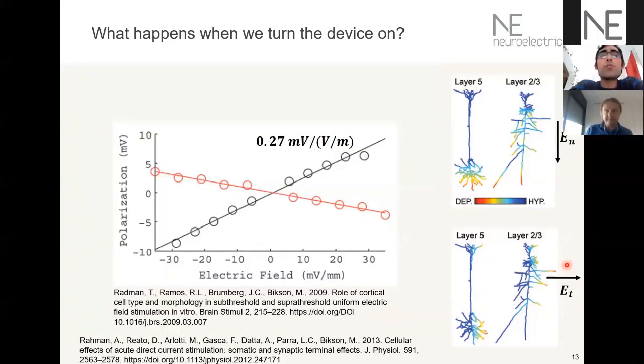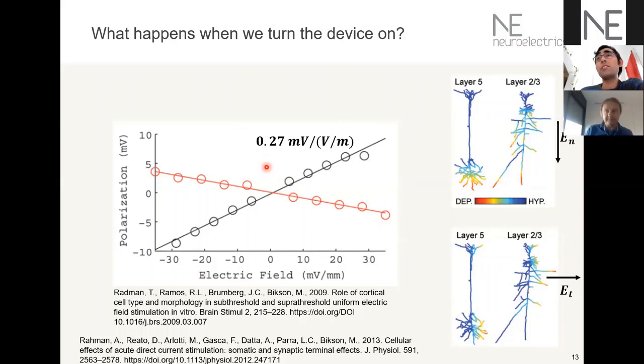Now, the changes in membrane potential that are elicited with electric field are really small in tES. They're about 0.27 millivolts per volt per meter of electric field. For you to have an idea, the electric field typically induced in tES is around 1 volt per meter at the most. So we're talking here about a polarization that's really, really small, 0.27 millivolts. It's way smaller than the threshold for generating action potentials. So we're generating sub-threshold responses from the neurons in this technique.